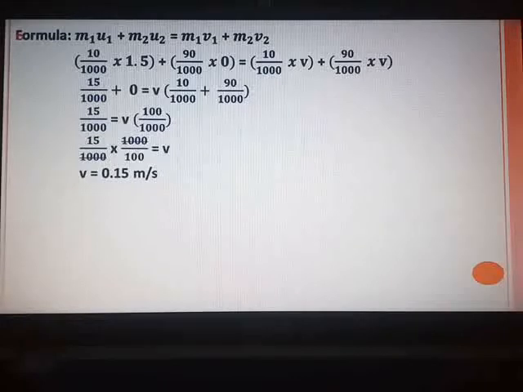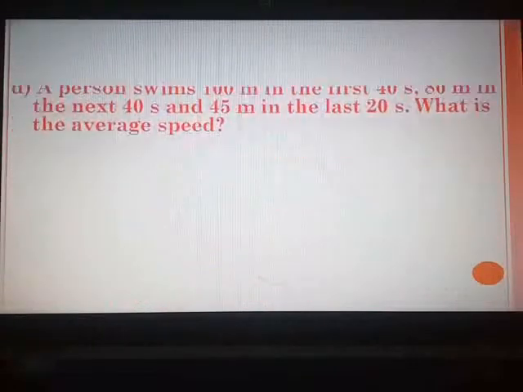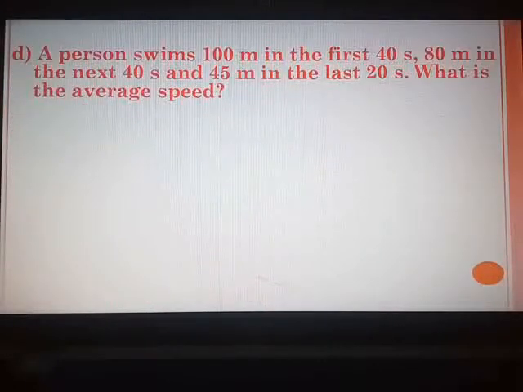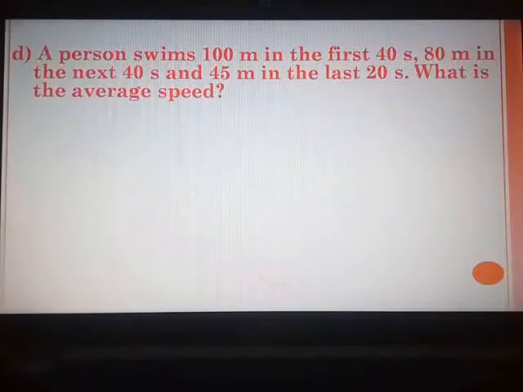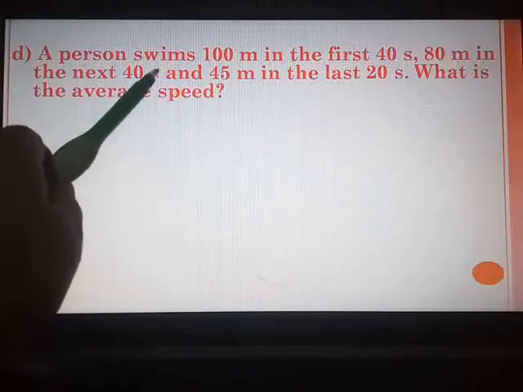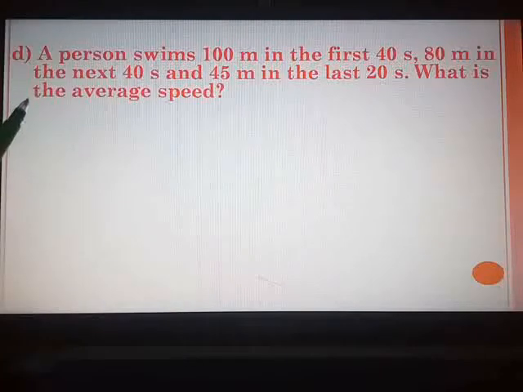Very simple, as we have done in solved example number 2 today. Just writing the formula, copying the values properly, substitution and calculation. Let us move towards the last solved example, question number 7D. Same as question number 7A, only values are different. A person swims 100 meters in the first 40 seconds, 80 meters in the next 40 seconds and 45 meters in the last 20 seconds. What is its average speed?